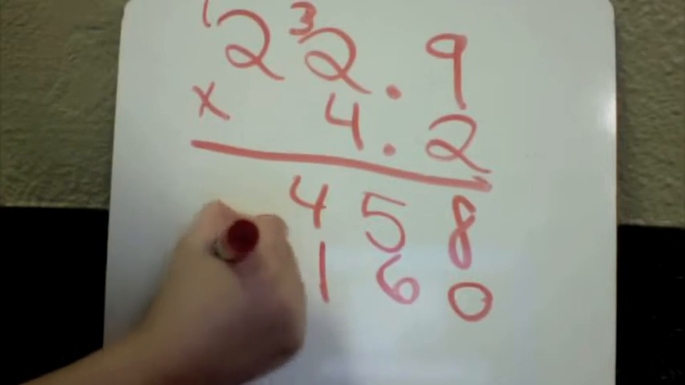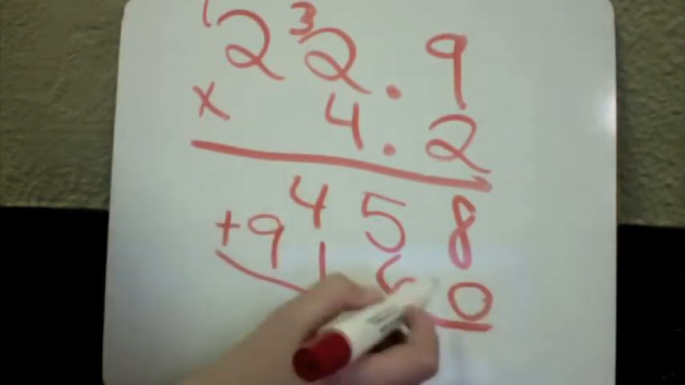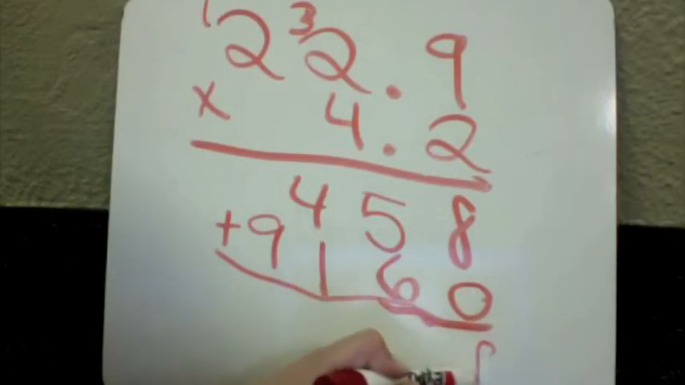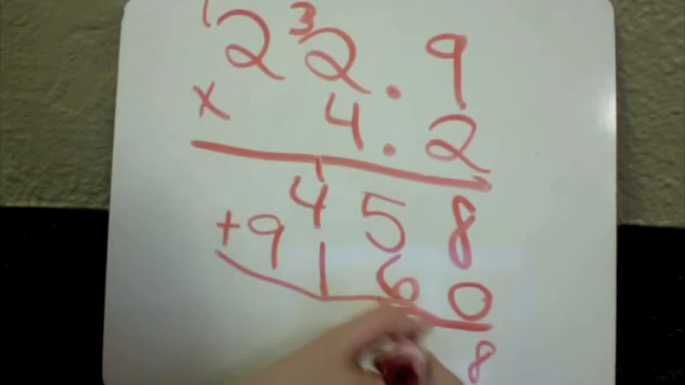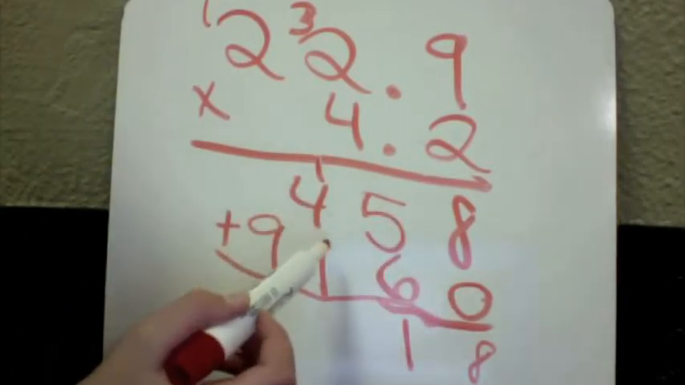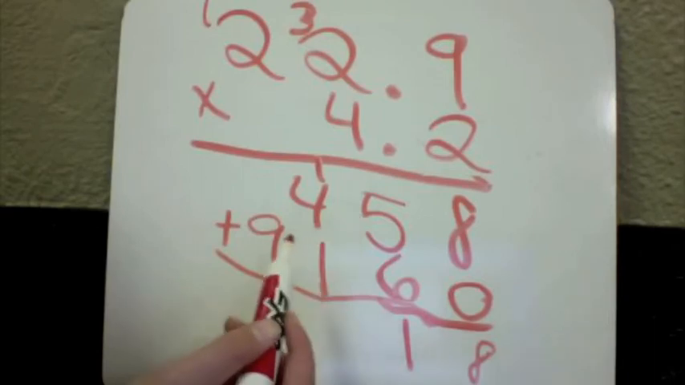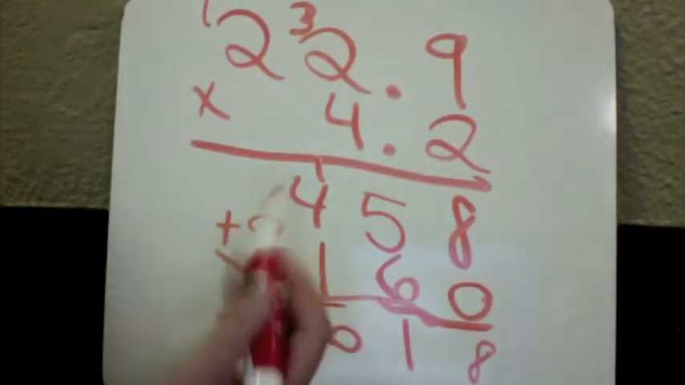So now what we have to do is add them together. So 8 plus 0 is 8. And then 5 plus 6 is 11. Carry the 1, put down the 1. And then 4 plus 1 equals 5, plus 1 equals 6. Put down the 6. And then just 9.